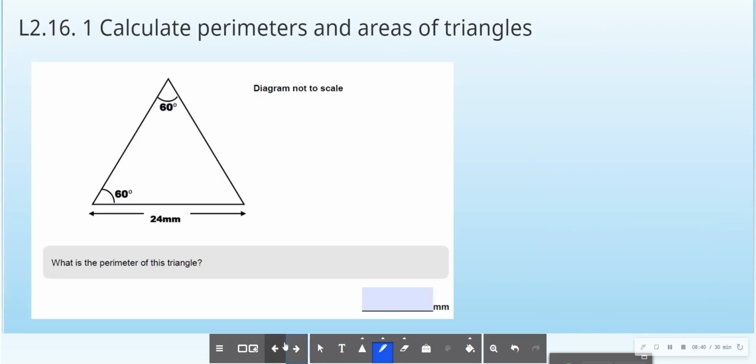Okay. The perimeter and areas of triangles. So for a triangle, the perimeter, if this is 60 and 60, this is an equilateral triangle, which means this is also 60, which means all the sides are the same also. It's an equilateral triangle, so 24, 24, 24. So 24 times 3, or if you're not too good at that, 24, 24, 24. Add them together, 4, 8, 12. Write the 2, carry the 1, 2, 4, 6, 7. 72 millimeters. The perimeter, remember, is distance all on the outside.